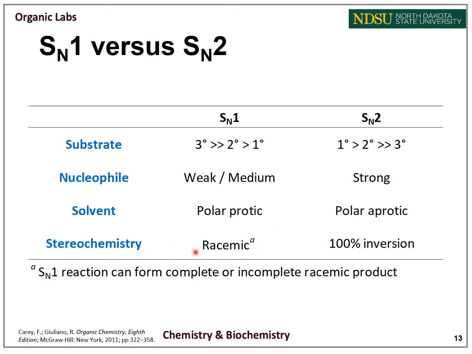Thinking about the stereochemistry of an SN1 reaction, since we're generating that carbocation intermediate, we'll have a racemic mixture of products, whereas in an SN2 reaction, we're not generating that carbocation intermediate, and thus we're getting 100% inversion of our stereocenter.